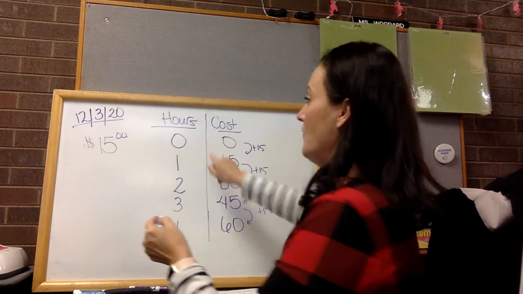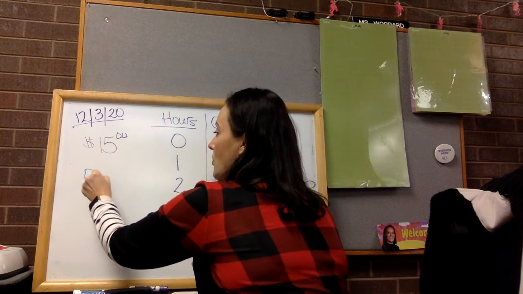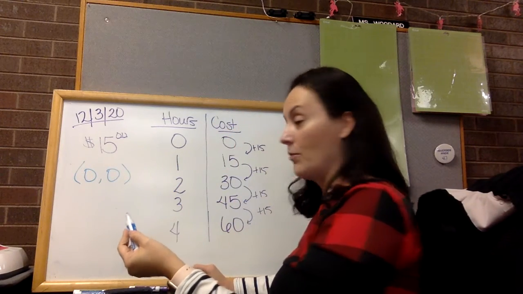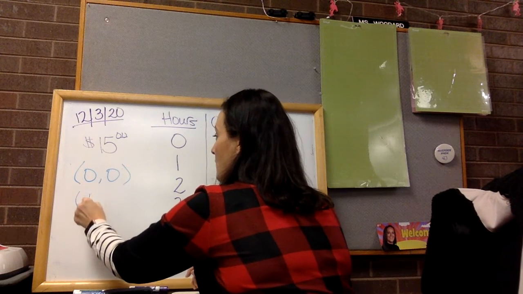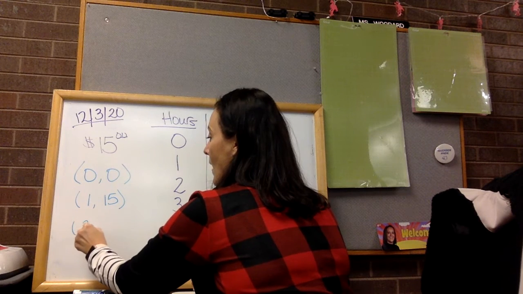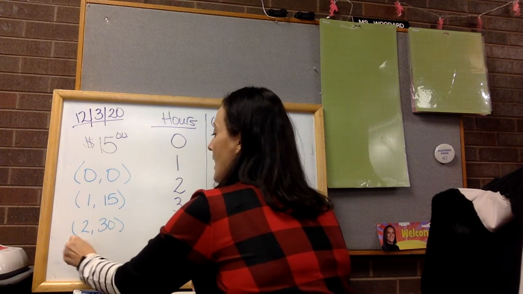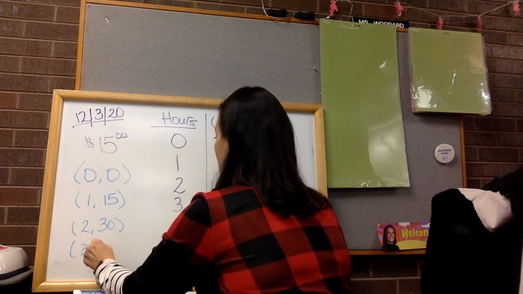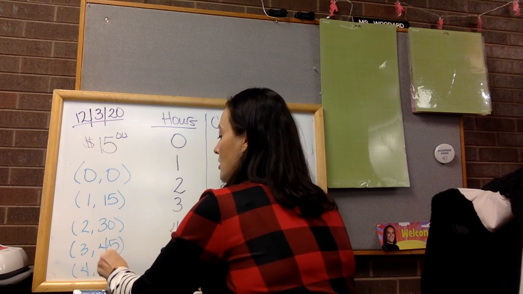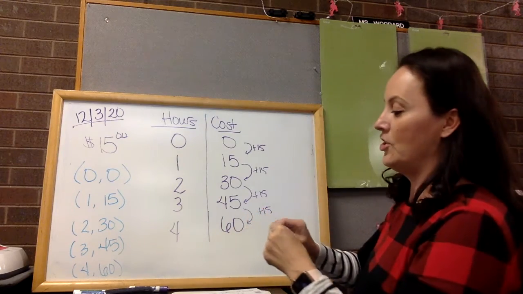So I'm going to look at this very first one. Remember that we came up with when she works with 0 hours, she gets paid $0. So that's our first ordered pair. Our next ordered pair, if she works 1 hour, we pay her $15. If she works 2 hours, we pay her $30. If she works 3 hours, we pay her $45. And finally, if she works 4 hours, we pay her $60. And this data set would just keep going.